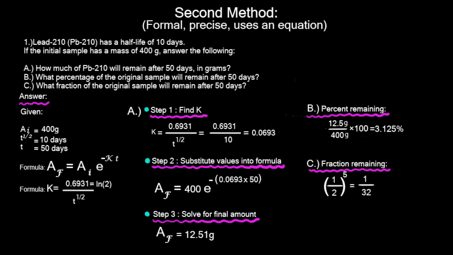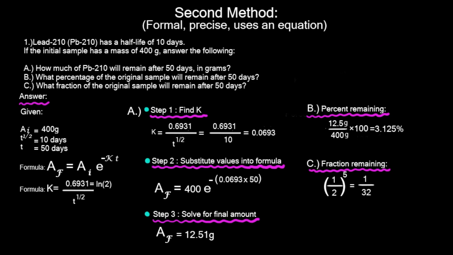To find the decay constant, we'll use the equation K equals ln 2, which has a value of 0.6931, divided by T1/2, or the half-life. We know that the half-life has a value of 10 days. So for step number 1, we need to find the value of K. We divide 0.6931 by 10, which gives us K equal to 0.0693. Once we have our value for K, we move on to step number 2, which is to substitute all the values into the main equation.